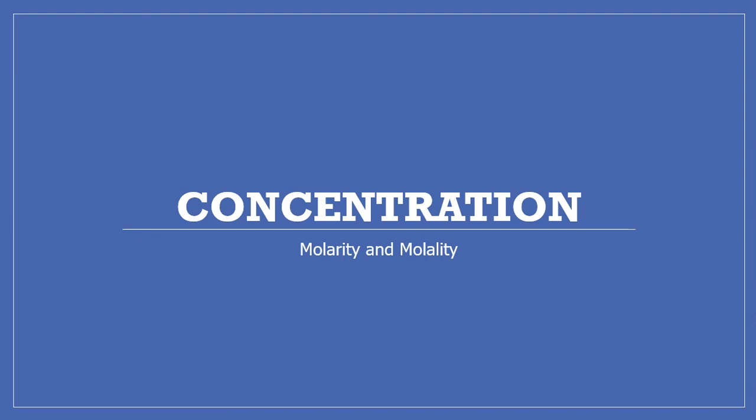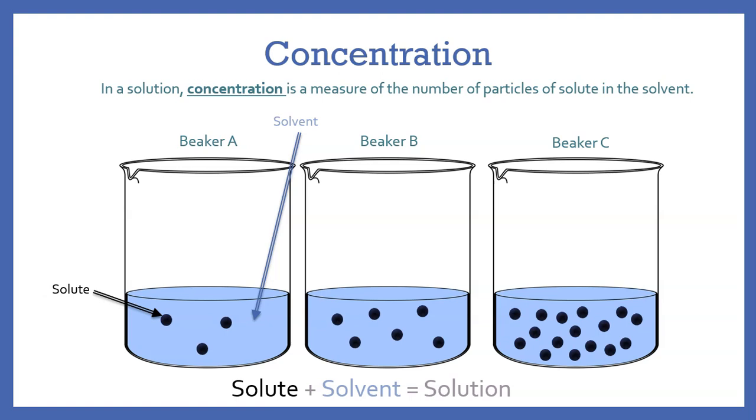Let's talk about concentration, specifically molarity and molality. In a solution, concentration is a measure of the number of particles of solute in the solvent. Up on the board, we have three beakers. I would say beaker A is dilute in comparison to beaker B and beaker C, because beaker A has fewer particles of solute in the solvent. Whereas beaker C, I would say, is concentrated because it has more particles of solute in the solvent.